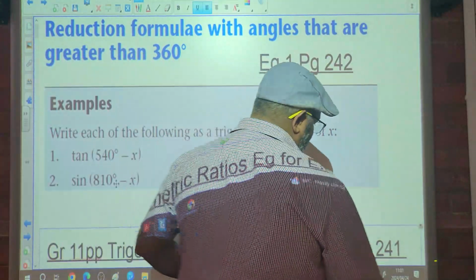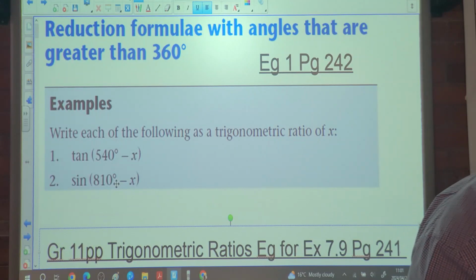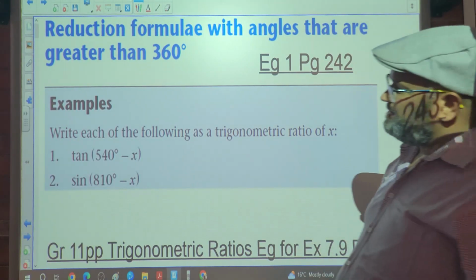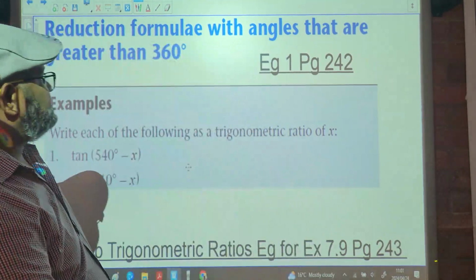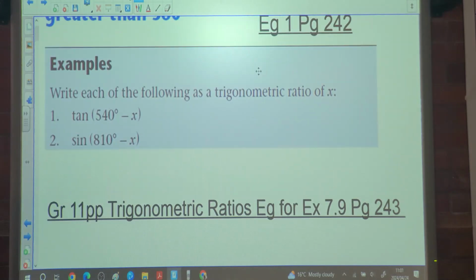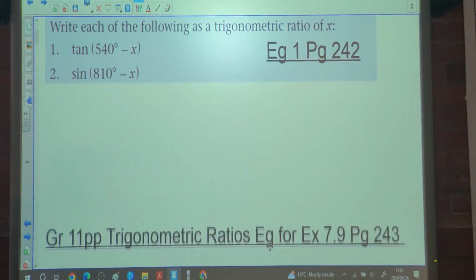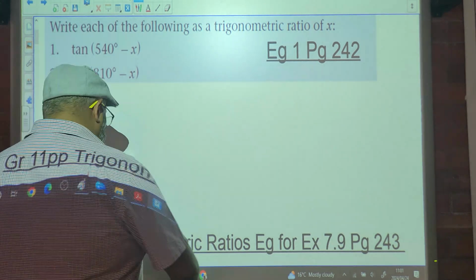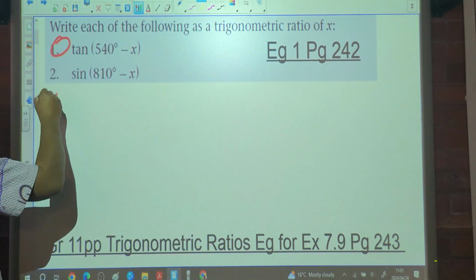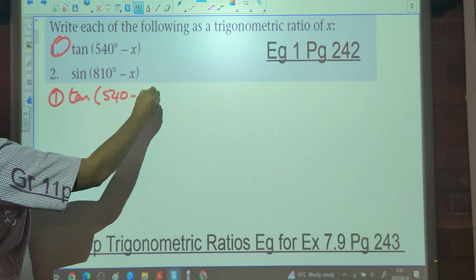This is for exercise 7.9, and exercise 7.9 is on page 243. So the instruction says, for each of the following, write each of the following as a trigonometric ratio of x. So let's look at number 1. In number 1 we have tan of 540 degrees minus x.